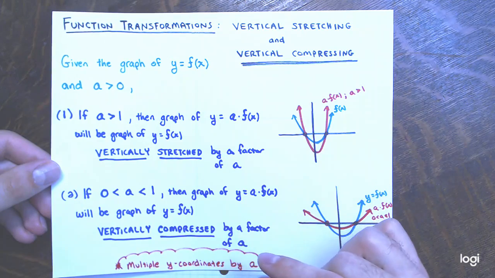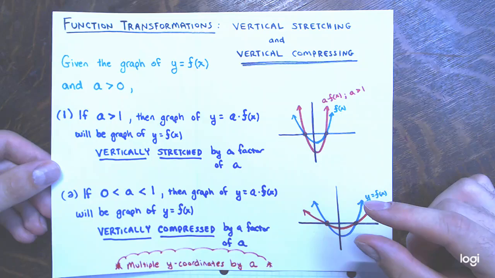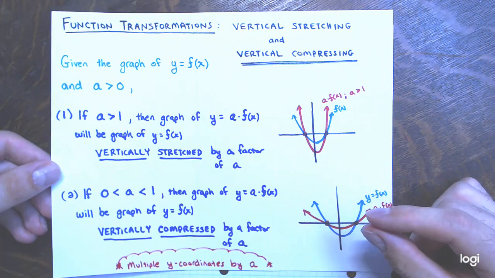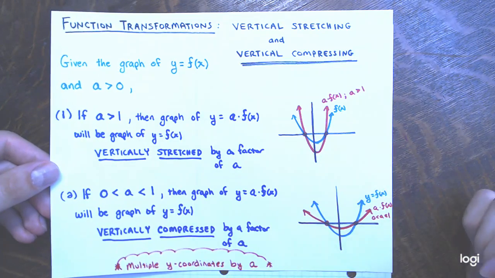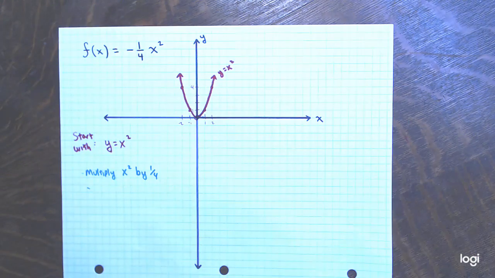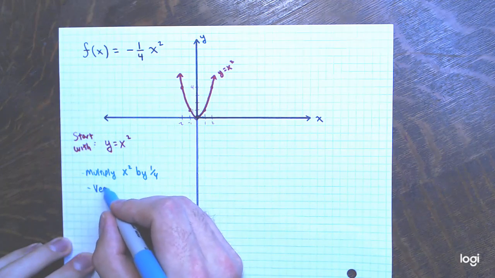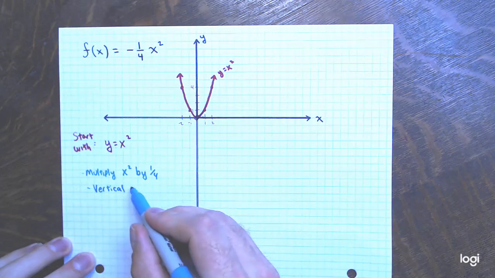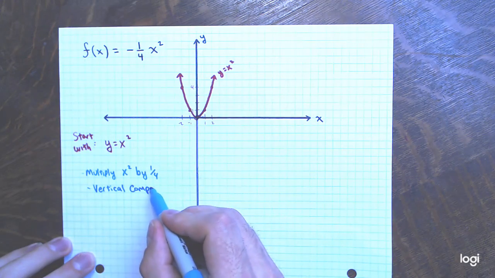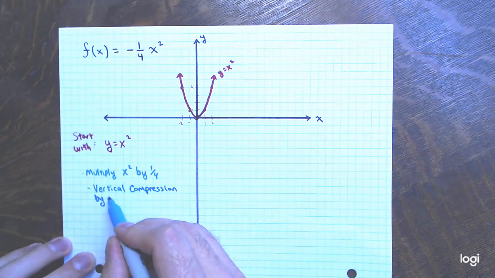All the y coordinates are going to be multiplied by a quarter, and you'll see in my graph that all the points from the original will be pushed closer to the x-axis. They'll be compressed vertically, closer to the x-axis. So this is going to cause a vertical compression by a factor of 1/4.